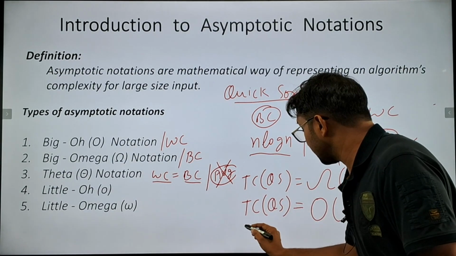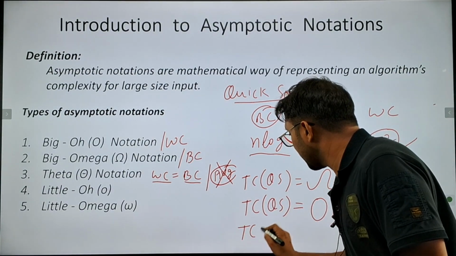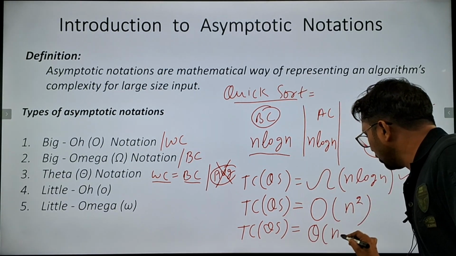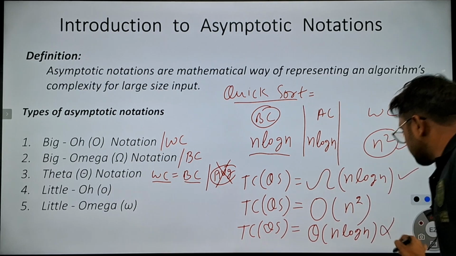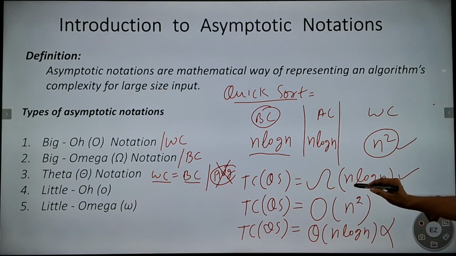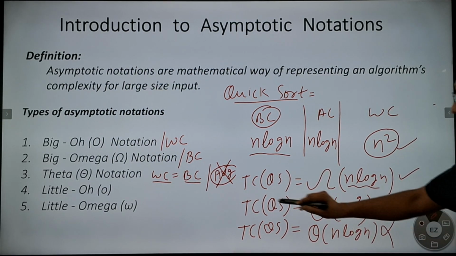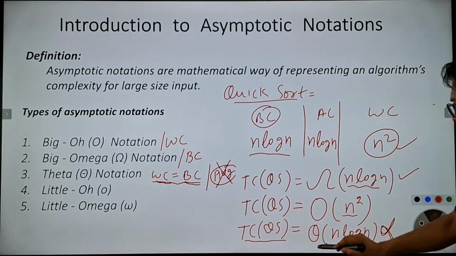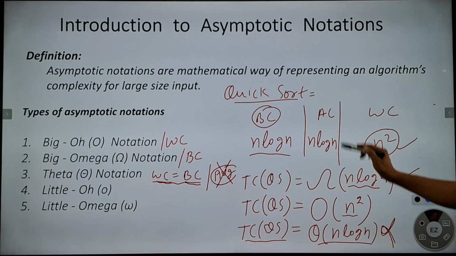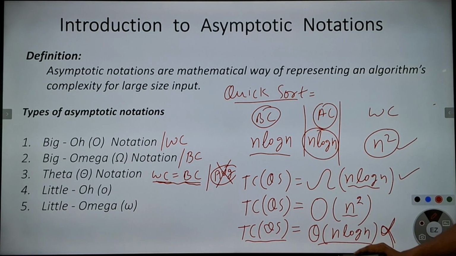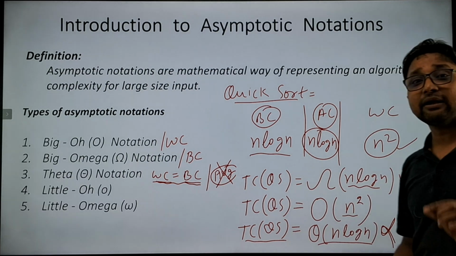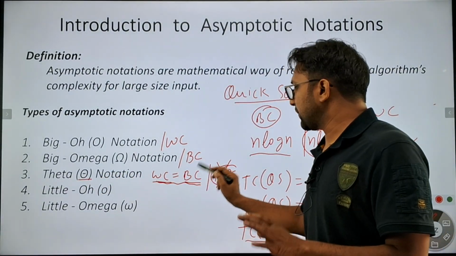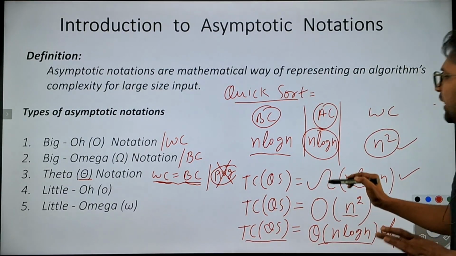But if I am writing that the time complexity of quick sort is theta of n log n, this statement is wrong. This statement is wrong because best case and worst case are not equal. So I cannot represent the time complexity of quick sort as theta of n log n, although the average case is n log n. We can represent the time complexity of an algorithm by theta only if worst case and best case are the same. We can do that in the case of merge sort.